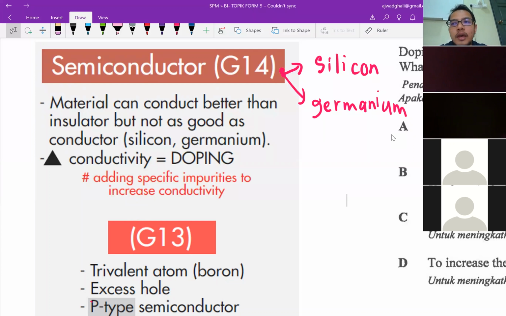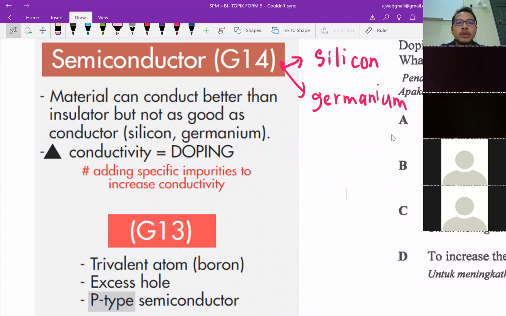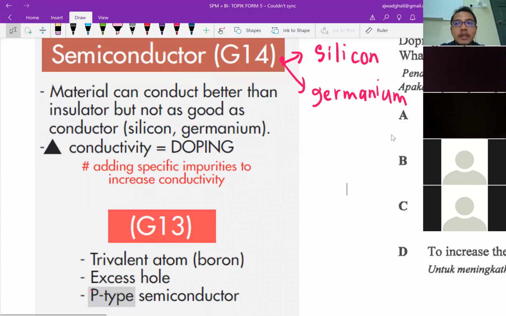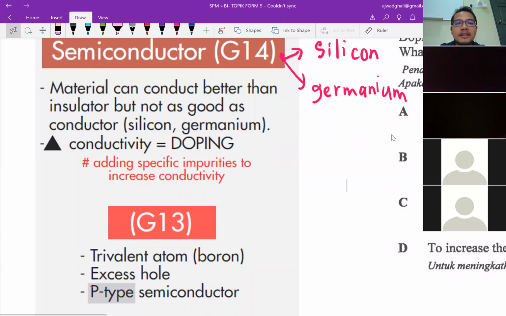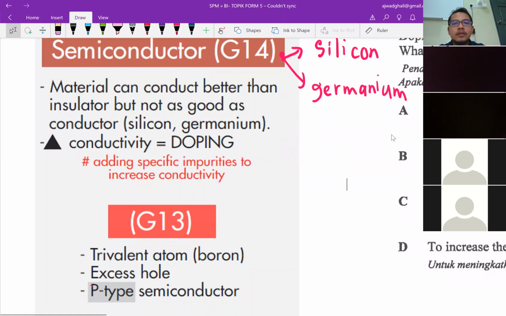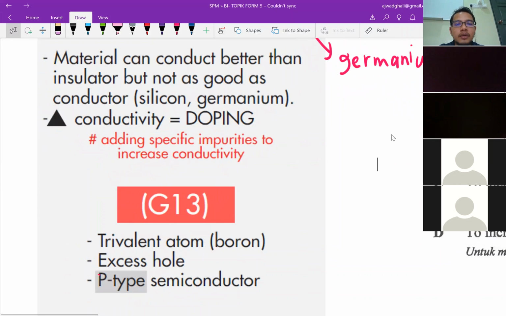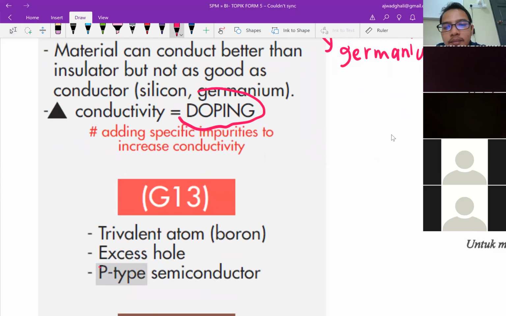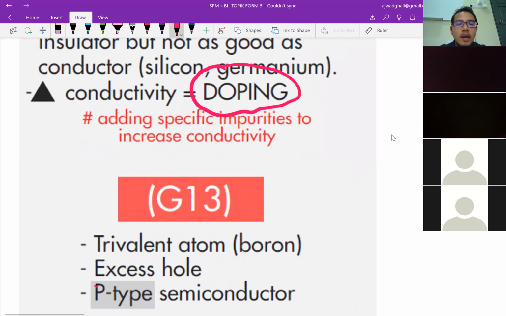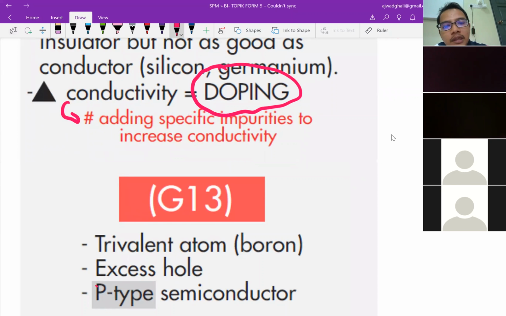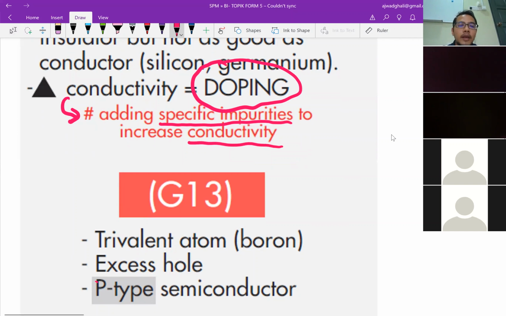Therefore, because of that property, scientists tried to find how to increase its conductivity, meaning to increase its ability to conduct electricity. To increase the ability, they found a process named doping. Doping is the process of increasing conductivity by adding specific impurities to increase conductivity.